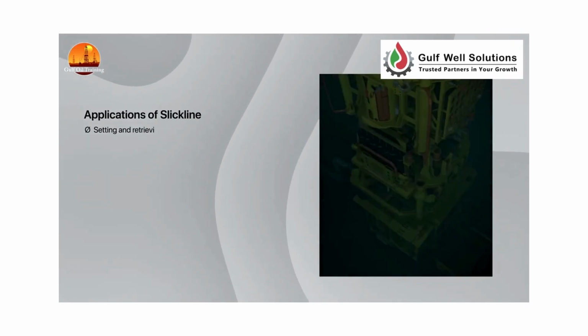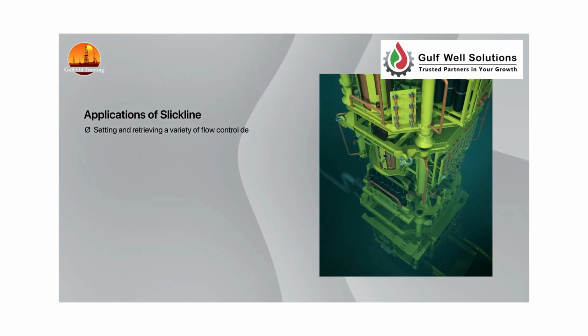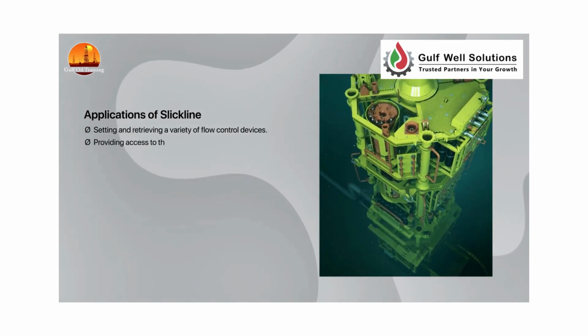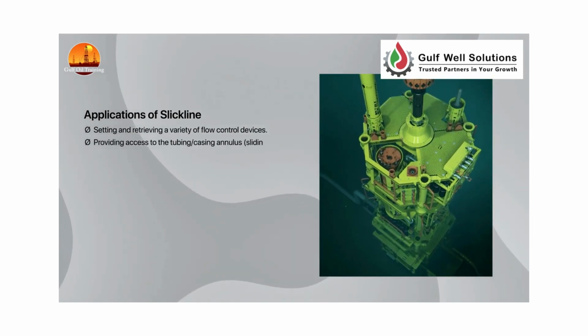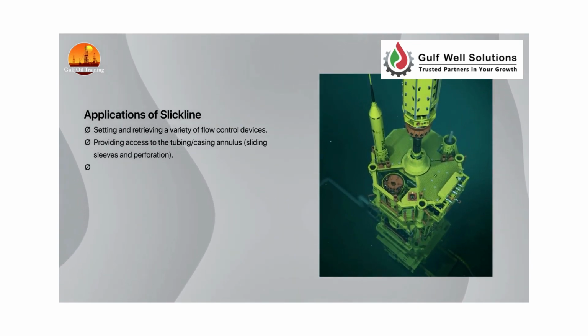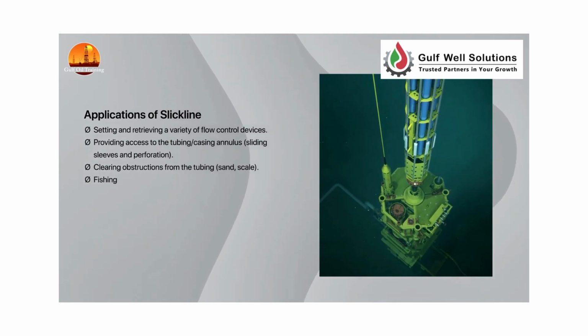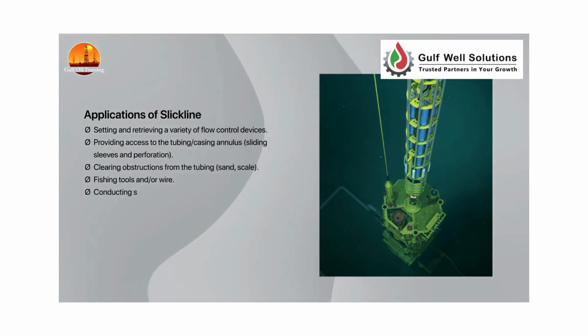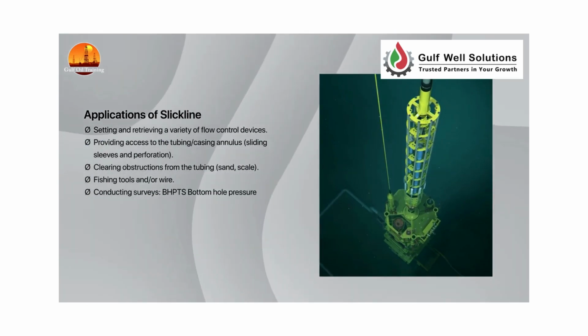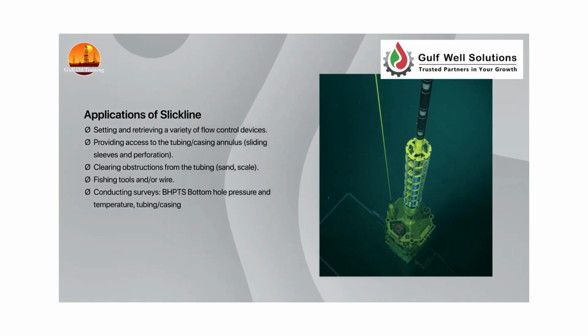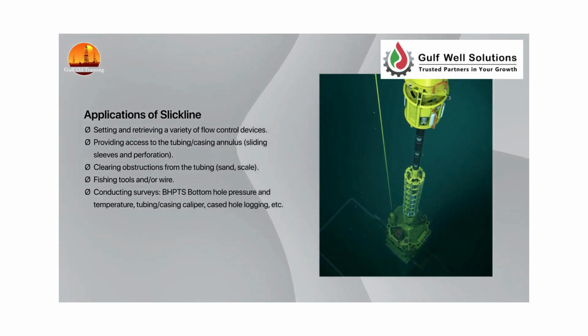Applications of slickline. Setting and retrieving a variety of flow control devices. Providing access to the tubing or casing annulus, sliding sleeves and perforation. Clearing obstructions from the tubing, sand, scale. Fishing tools and or wire. Conducting surveys, BHPT bottom hole pressure and temperature, tubing or casing caliper, cased hole logging, etc.